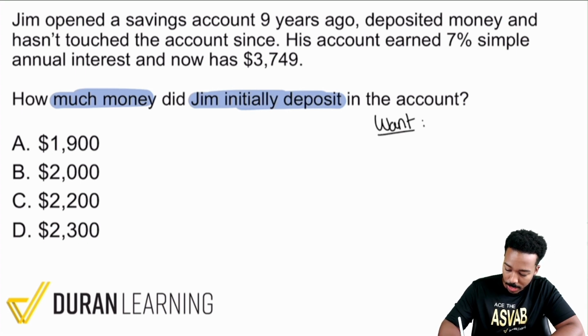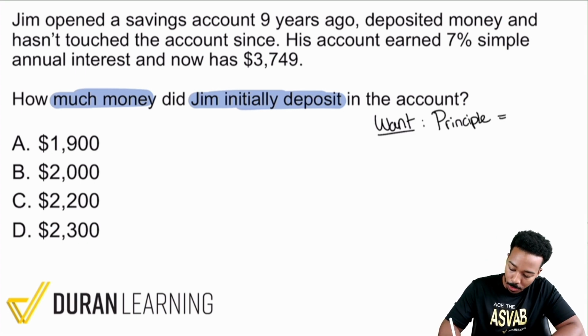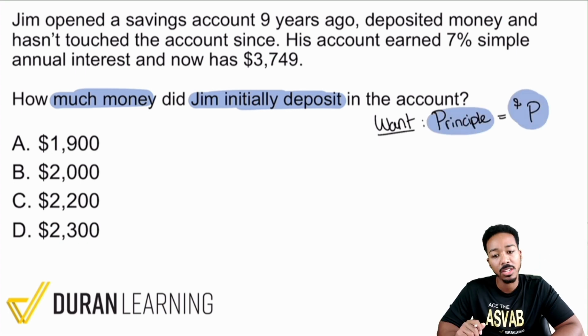So what do we want here? Well, what we want is the principal. Again, the initial amount, right? What we started off with. And so the principal equals P dollars. And I'll go ahead and highlight that in blue. We want the principal, and that's P dollars.